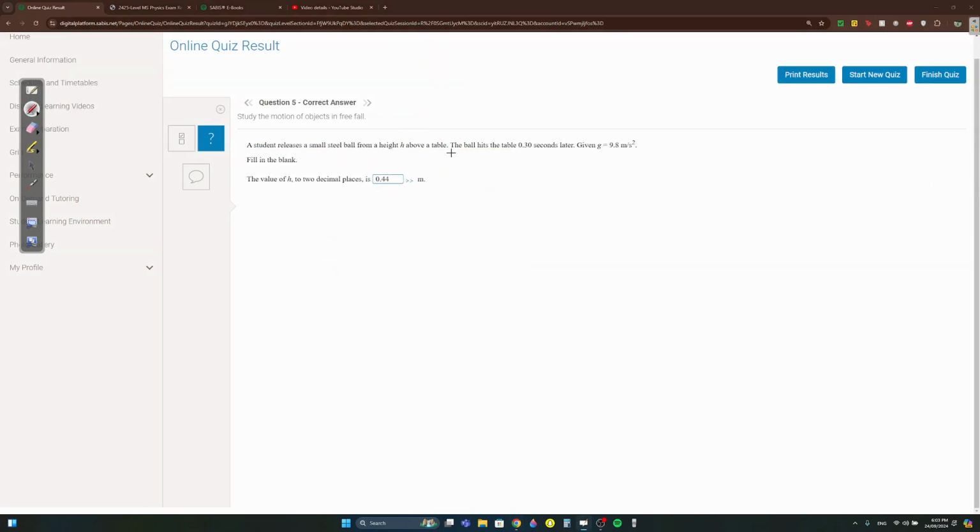Question 5. A student releases a small steel ball from a height h. The ball hits the table 0.3 seconds later. So, table, 0.3 seconds later. t equals 0.3. Given g equals 9.8. So g is the same as a, which is 9.8. What do they want? The value of h.